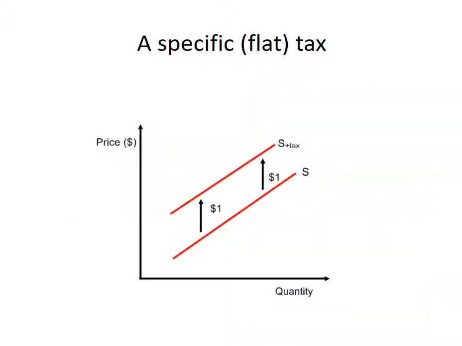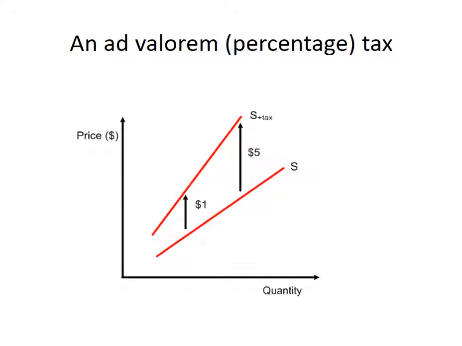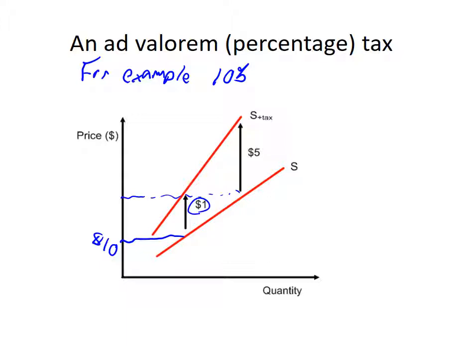So this is an example of a specific tax. No matter what the price is, it's still $1 for each unit sold. An ad valorem tax, let's say we were to look at, for example, 10%. If the good were $10, then the tax would be $1. But if the good were $50, then the tax would be $5. So the supply curve with the tax opens vertically upwards because the tax keeps increasing as the price is increasing.